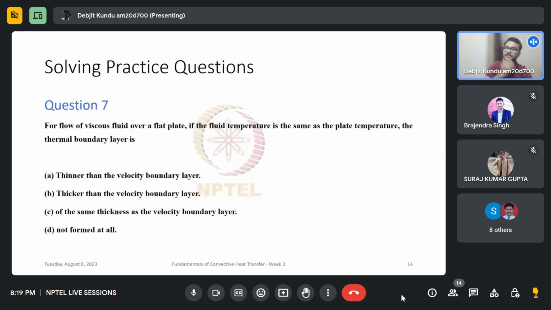We'll move along to question number 7 of today's session, which is asking us for flow of viscous fluid over a flat plate. If the fluid temperature is same as the plate temperature, the thermal boundary layer is what? Is it option A, thinner than the velocity boundary layer? Option B, thicker than the velocity boundary layer? Option C, of the same thickness as the velocity boundary layer? Or option D, not formed at all? Read the question carefully, and if you have figured out the correct answer, then type it in the chat box.